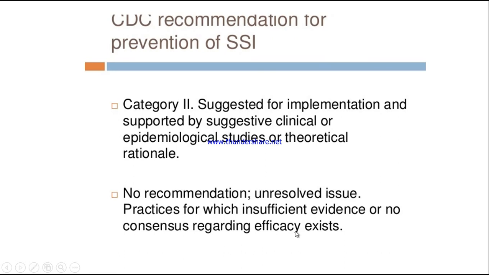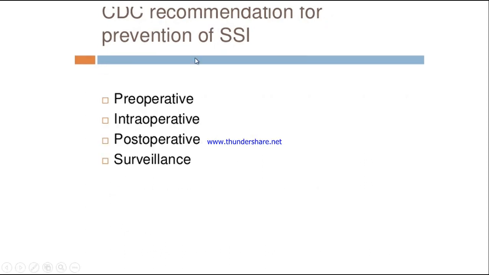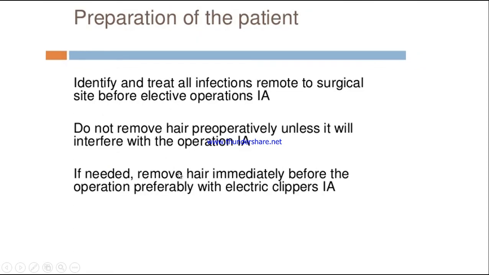So basically there are two categories, category 1 and category 2. The CDC recommendation for prevention of SSI also has points on preoperative, intraoperative, postoperative and surveillance care. Preoperative, that is the preparation of the patient.